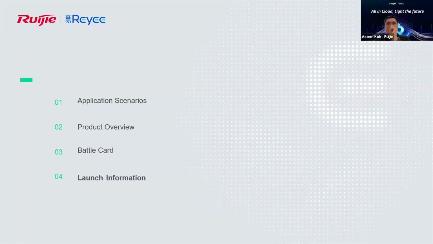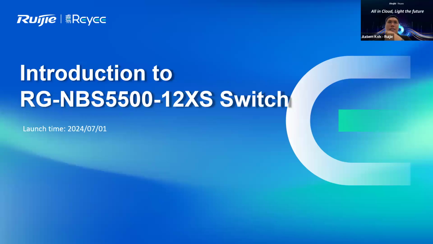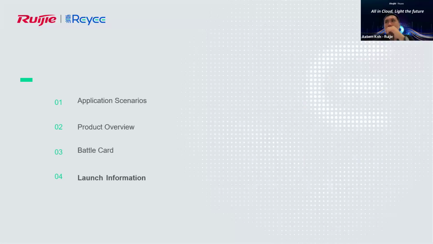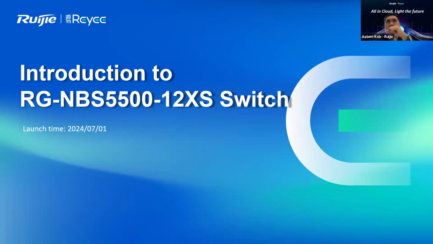Next, how about the layer 3 switch? Just now it was the layer 2 switch; the 3000 series is layer 2. For layer 3, we will also launch from July onward, same as the MPS 3300 series. We are going to launch the MPS 5000 layer 3 switches. The model is 5500.